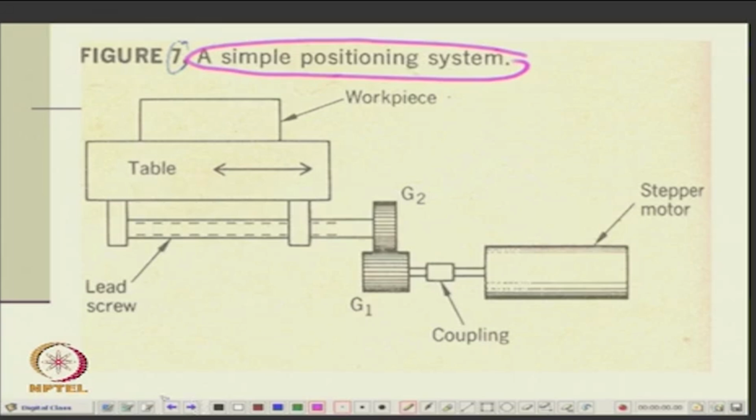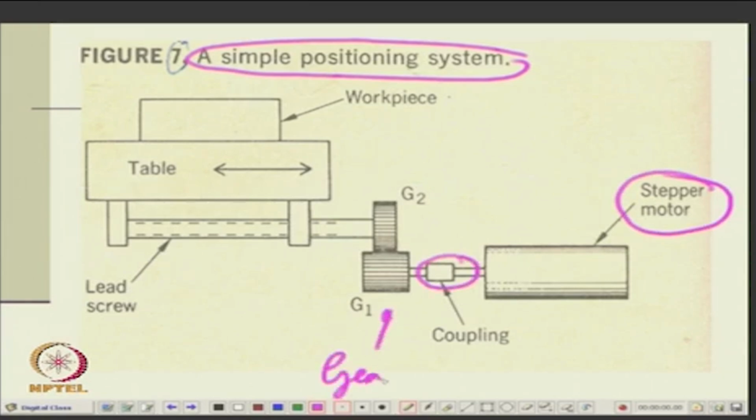How does a practical system work? Here is a stepper motor, and here is the coupling, this is the gear, okay. Now as you rotate this, there is a lead screw here, and then it will move the table on which there is a workpiece, okay. Now as it rotates, it will move the table, right, either this is a screw, so it will move it in this direction, okay.